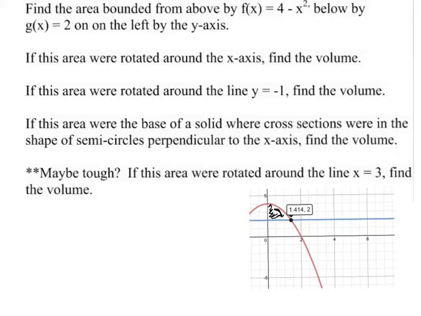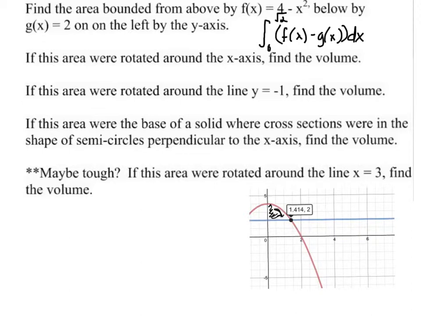We're bounding it from above by the parabola, from below by the horizontal line, and on the left by the axis. So finding the area, I'm just going to again set up all the integrals and rely on the fact that you could do this either by hand or with your calculator. The integral is going to go from 0 to the square root of 2, or 1.414. The top function minus the bottom function, and that will give us the area.